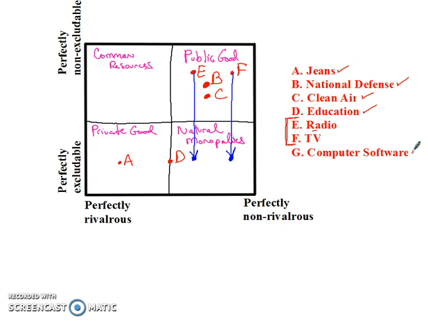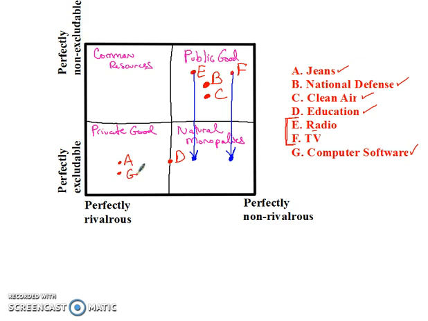All right, last one to think about is computer software. I think computer software, it depends how you think about it. If you think about in the old days where you had to go to a computer store and buy a disk, well, a disk that had software on it, that was excludable. And if I had the disk, you didn't have it. It was rivalrous. And so I would have said that it was down here. It was a private good.